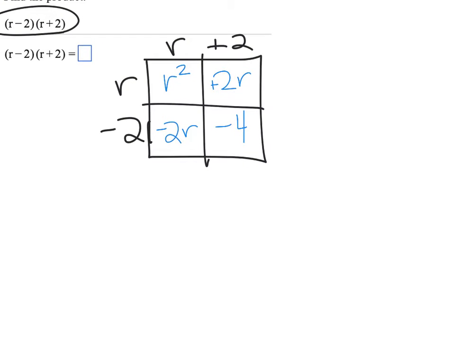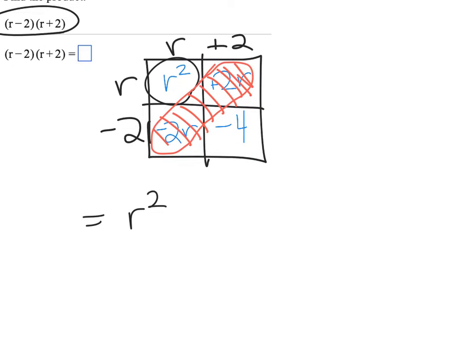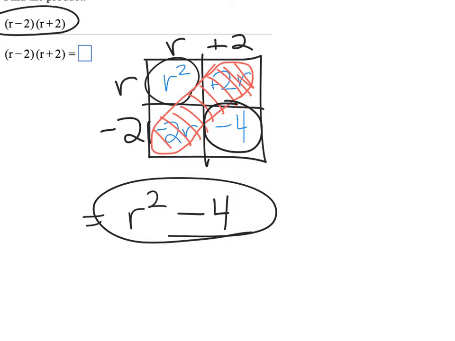So now we've got to simplify and combine our like terms. We've got 4 terms, right? First we look at r squared. It has no like terms, so it's r squared. Then along this diagonal, we've got negative 2r and positive 2r. They undo each other, they cancel each other out, so that gives us 0. There's nothing for us to write down here. And then we're left with minus 4. And there you go, it's r squared minus 4.